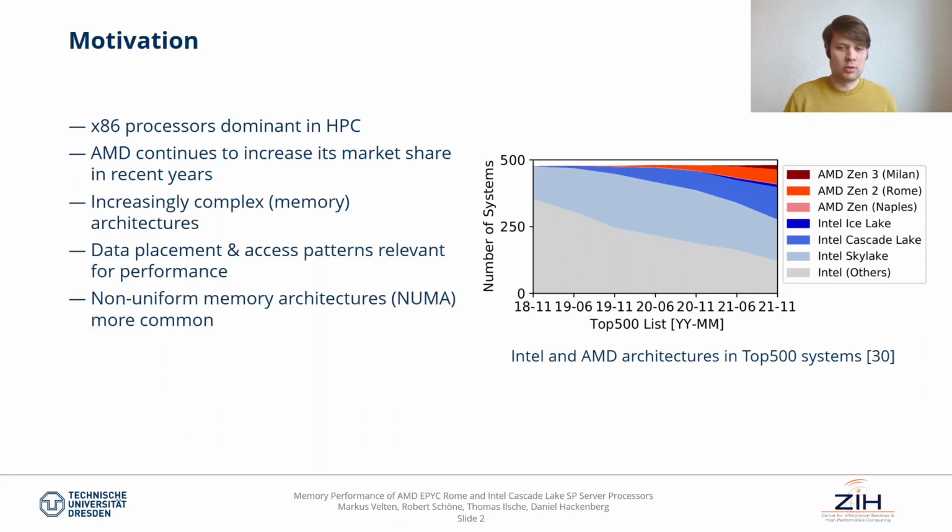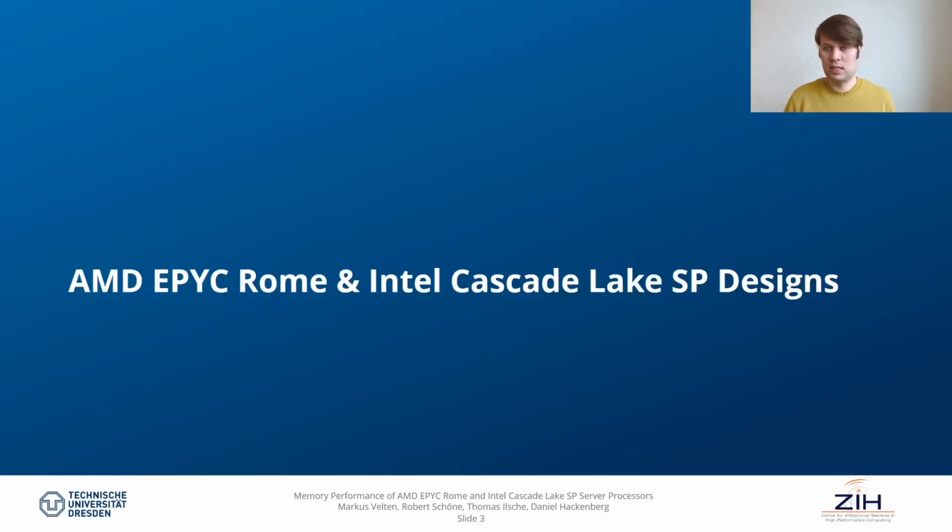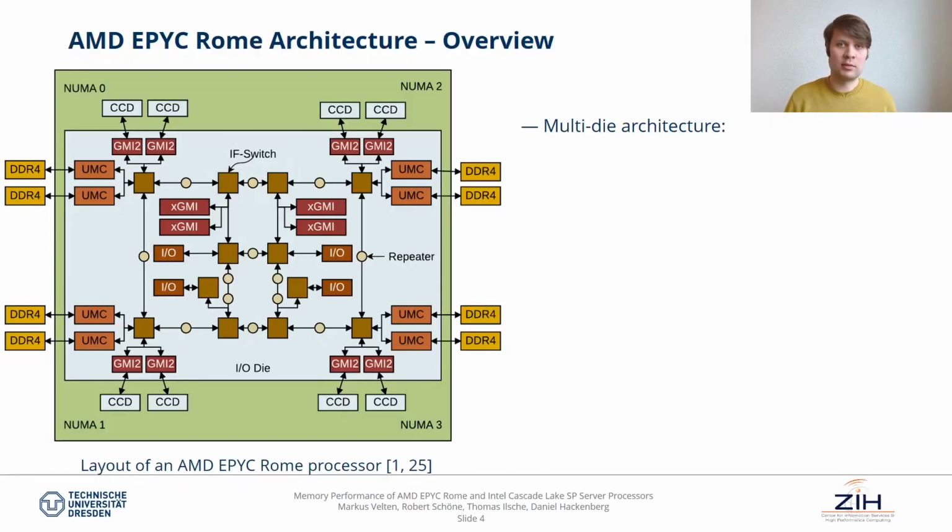The increasing number of cores in recent years led to increasingly complex memory architectures and general architectures, which is relevant, especially when considering that data placement and memory access patterns are relevant for the performance of many applications. This is even more true when considering that especially modern AMD processors are almost always non-uniform memory architectures, which we'll see when looking at the architectures in more detail.